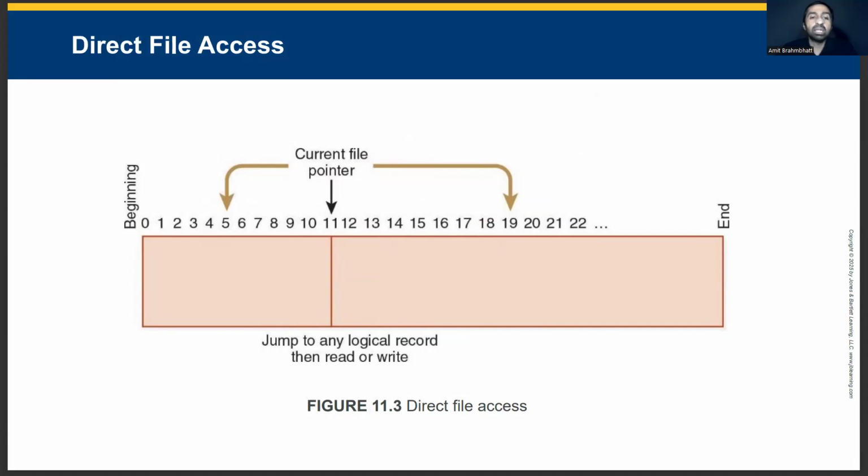We will see how direct access works. Files are conceptually divided into numbered records. By specifying the record number, the system jumps directly to the desired location. This makes tasks like searching or editing much faster compared to sequential access.